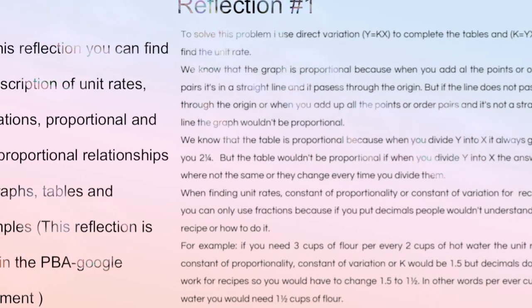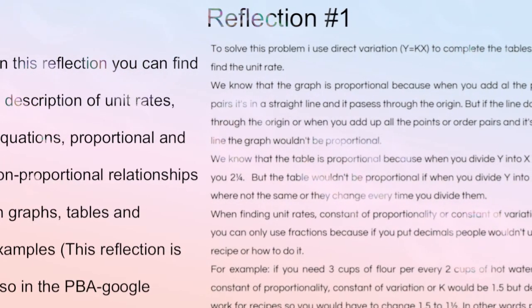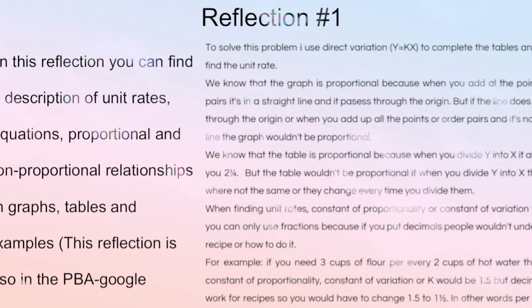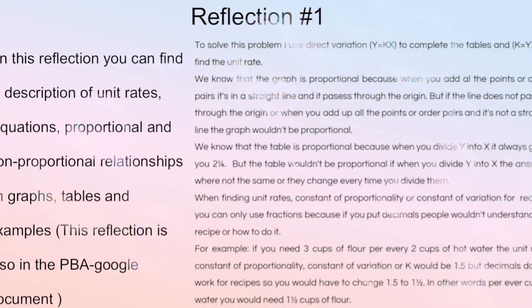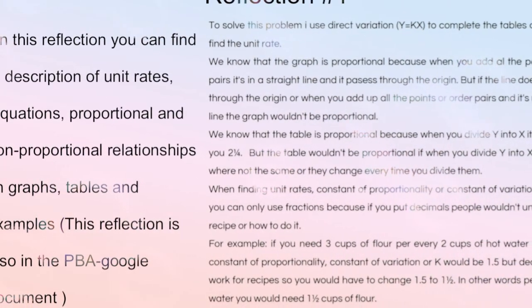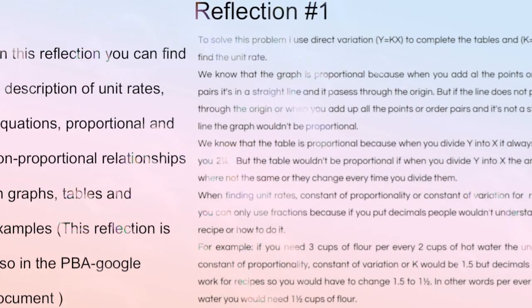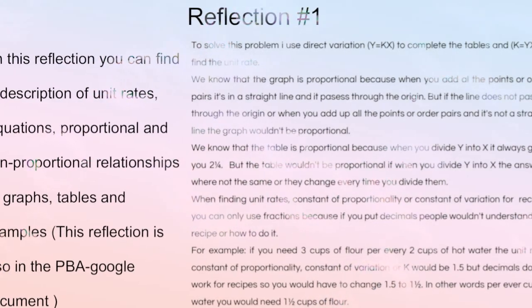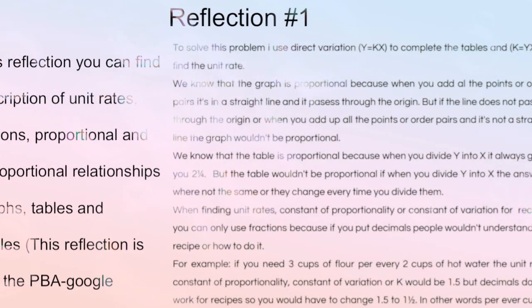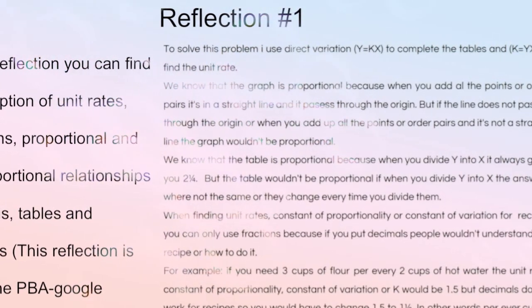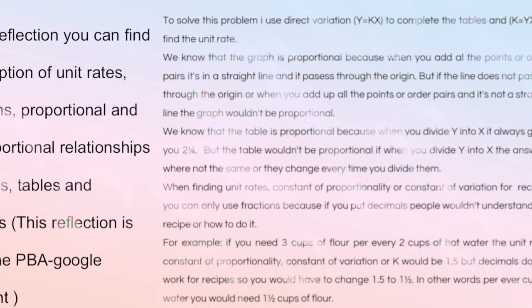When finding the unit rate, constant of proportionality, or constant of variation, for a recipe you can only use fractions, because if you put decimals, people wouldn't understand the recipe or how to do it. For example, if you need 3 cups of flour per every 2 cups of hot water, the unit rate, constant of proportionality, constant of variation, or k, would be 1.5. But decimals do not work for recipes, so you would have to change 1.5 to 1 1/2. In other words, for every cup of water, you would need 1 1/2 cups of flour.